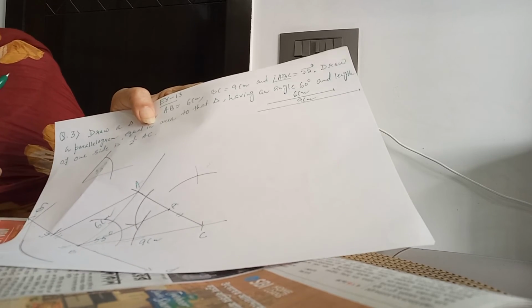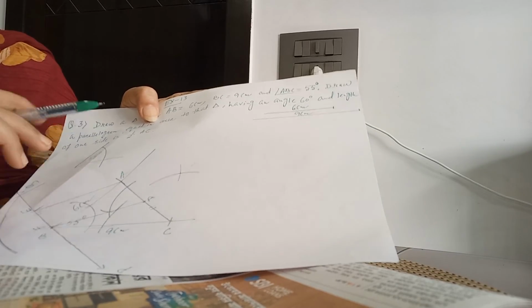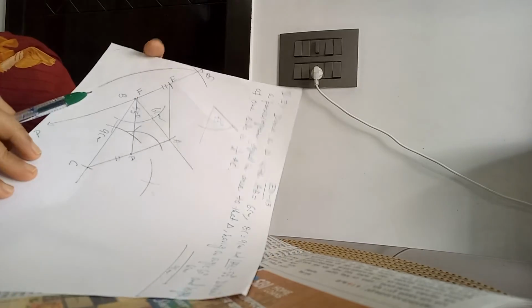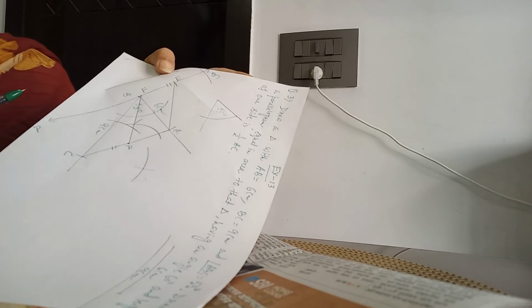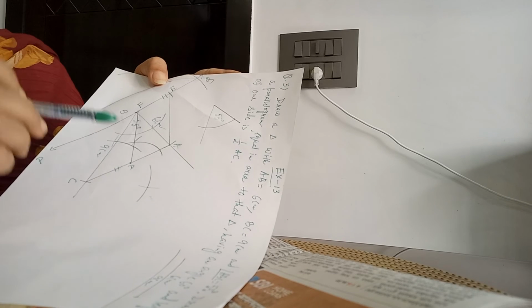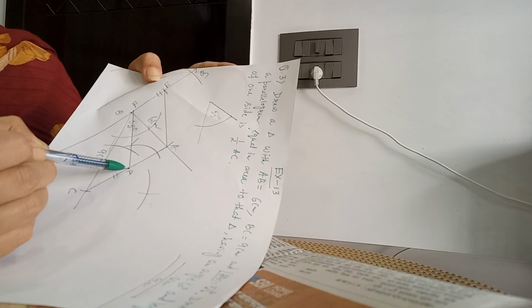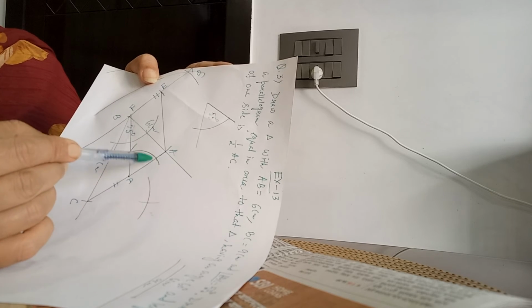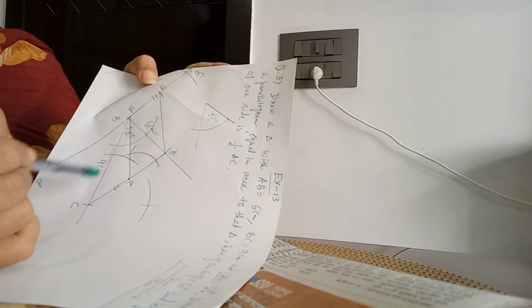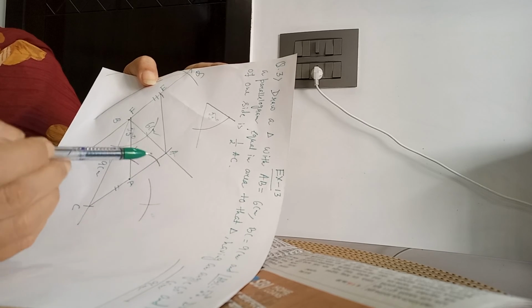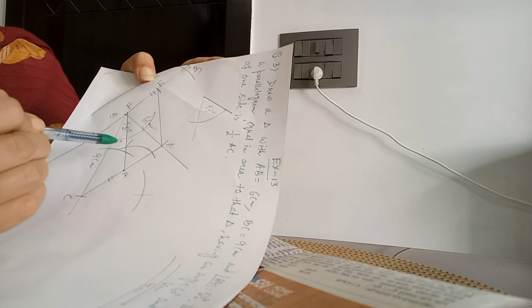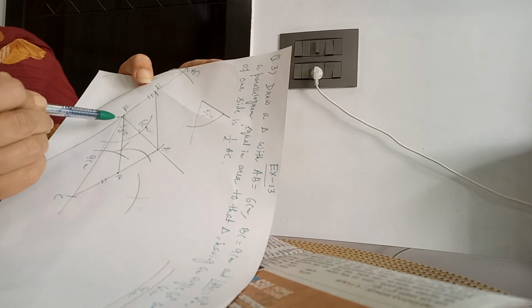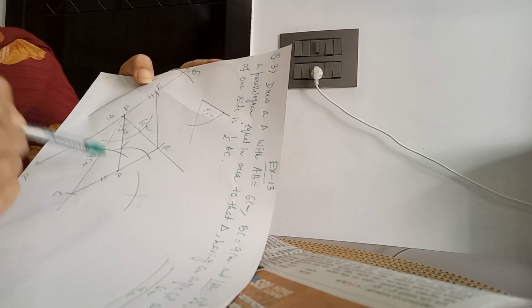Clear? The next part. It is told that half of AC. So you can turn your copy this way. Then you bisect AC. You know how to bisect? You bisect AC. Then at the point D, where you have bisected, draw 60 degree, either this side or this side. Any side you can draw 60 degree. I have drawn the right side. Then join D and that intersecting point and extend the line.